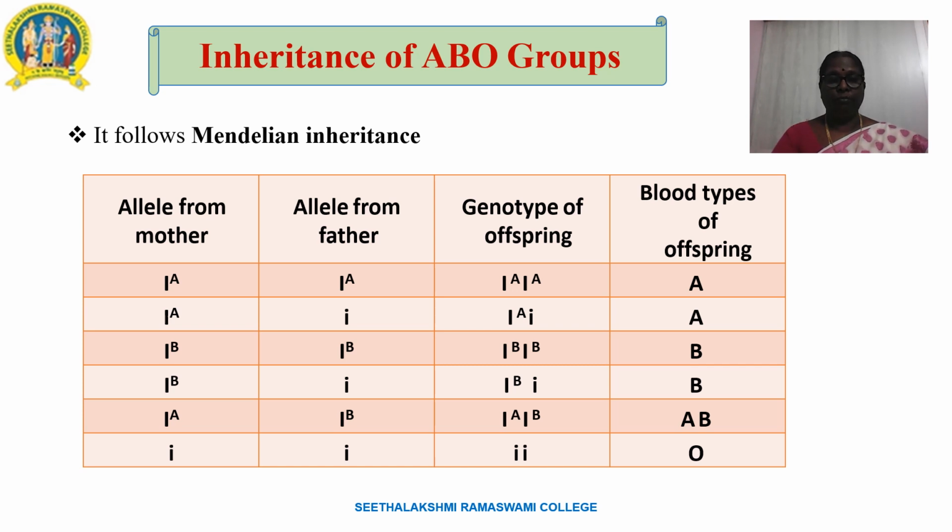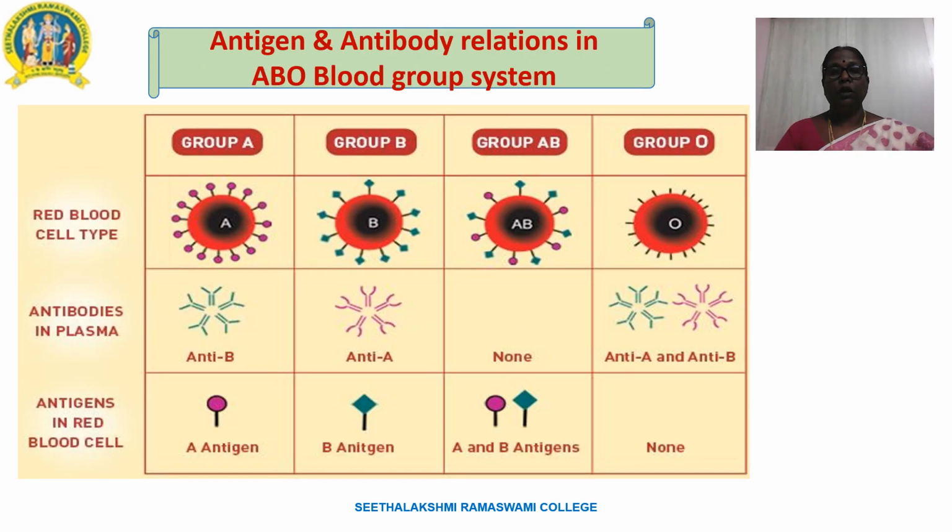Capital IB from mother and capital IB from father, it is a homozygous one, it produces B blood group. Capital IB from mother, small i from father, it is a heterozygous one, it again produces B blood group. Capital IA from mother, capital IB from father, both are co-dominant, both are equally expressed, so the blood group is AB. When both the alleles are recessive, it will produce O blood group in the child.